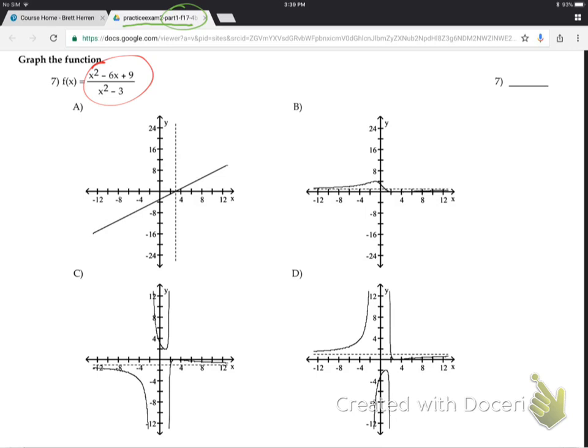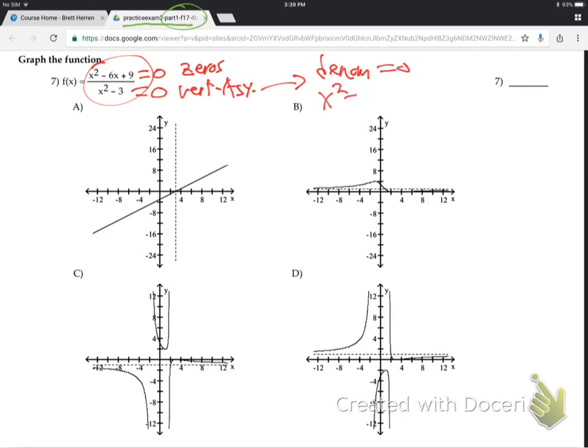How do we do it? Well, first off, remember, whatever makes the top equal to 0, those are zeros on the graph, meaning places the graph hits at a height of 0. Whatever makes the denominator 0, those are vertical asymptotes. Let's start with the denominator. So whatever makes the denominator 0 is a vertical asymptote.